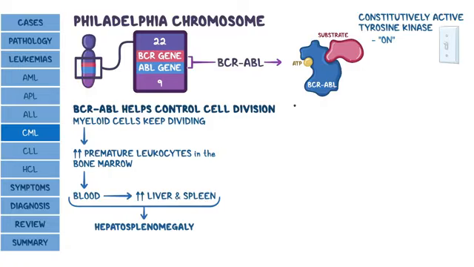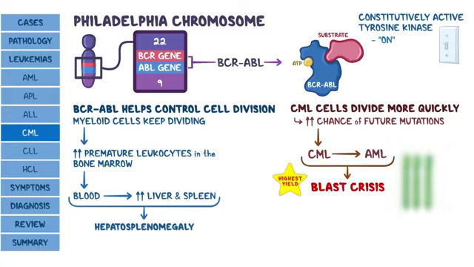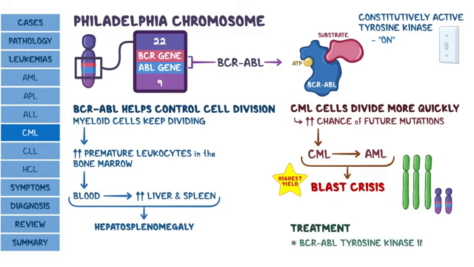And because these CML cells divide more quickly than they should, there's a high chance that further genetic mutations can happen. This is when CML progresses into the more serious AML. This is called a blast crisis and is linked to trisomy of chromosome number 8, or the doubling of the Philadelphia chromosome. Treatment for CML consists of BCR-ABL tyrosine kinase inhibitors.